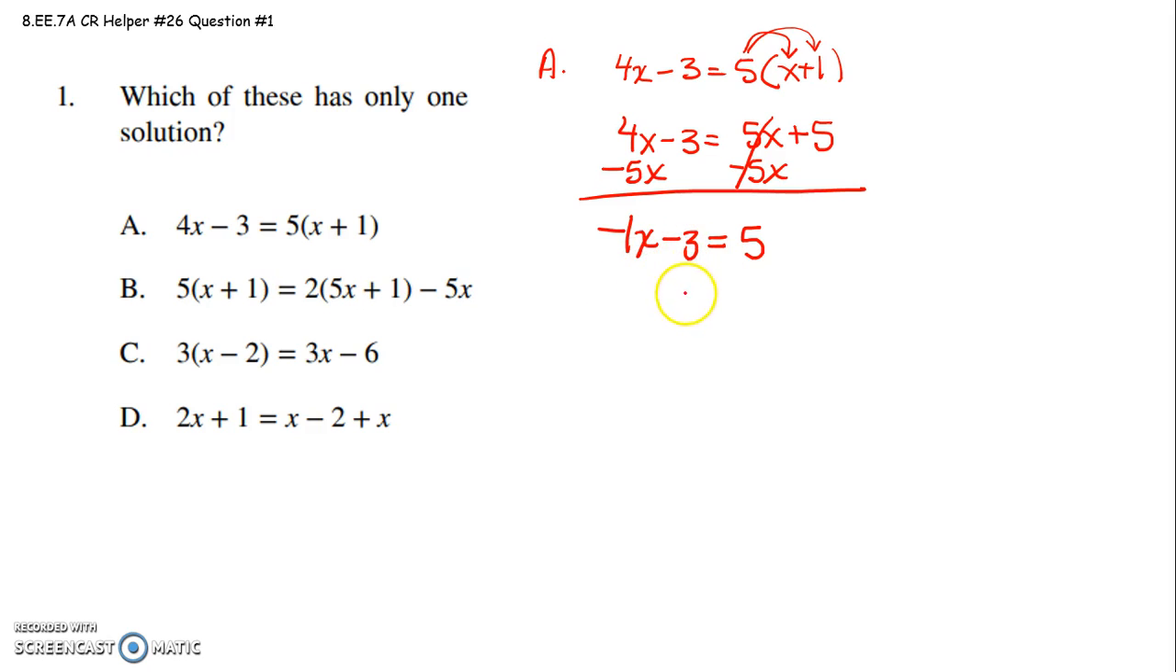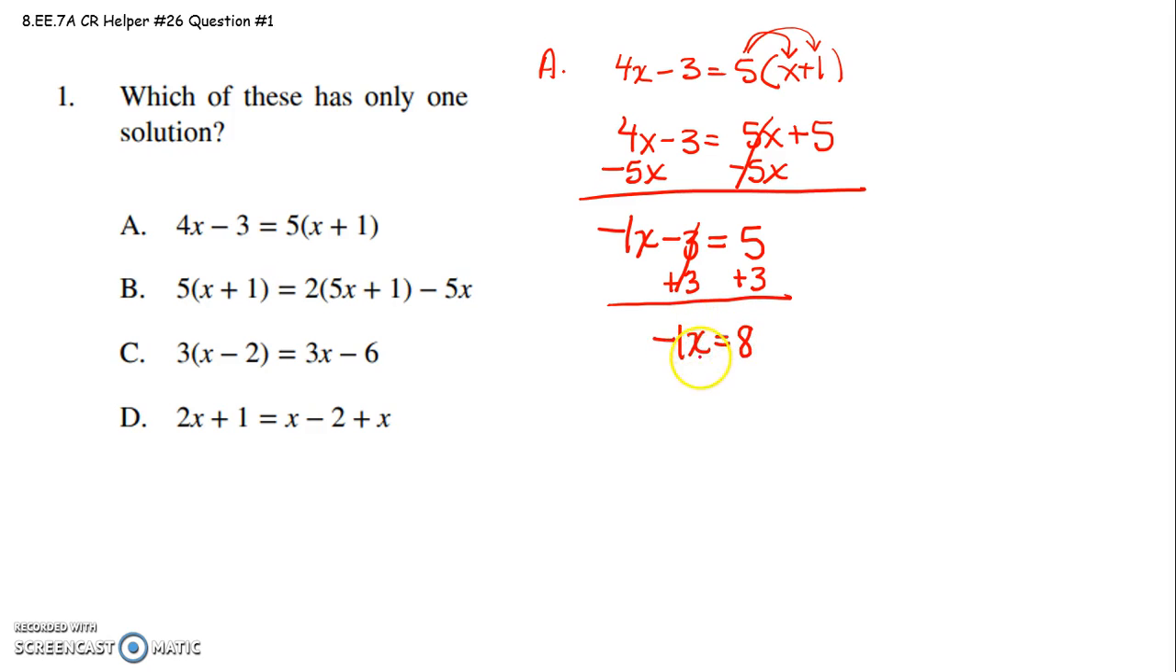I'm going to move all my constants to the right-hand side of the equal sign. If this is minus 3, how do I undo that subtraction? I add 3 to the left-hand side of the equal sign. If I add 3 to the left-hand side, I need to add 3 to the right-hand side, so the equality will remain. Negative 3 plus 3, the whole point was to zero those out. Now I have negative 1x equals 5 plus 3 is 8.